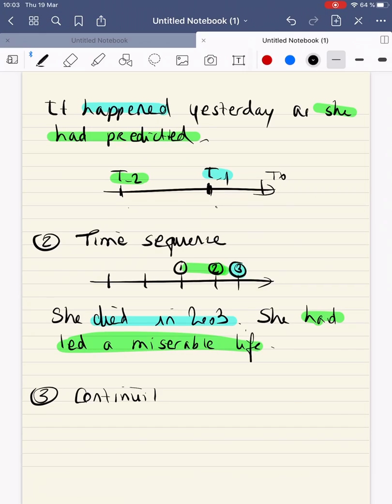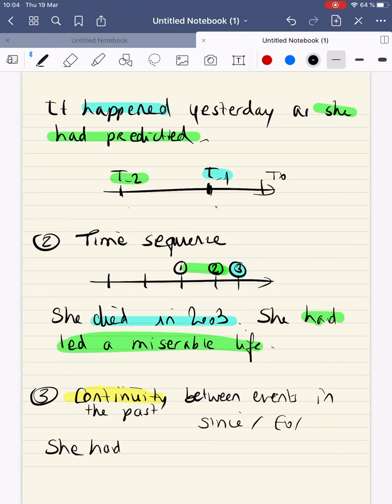This happened before. Another point is the continuity between events in the past. Remember when we used since and for? When I use the word continuity, I'm thinking mainly of using since and for. Continuity is this idea, like the French depuis, since and for, right? So it works the same in the past.